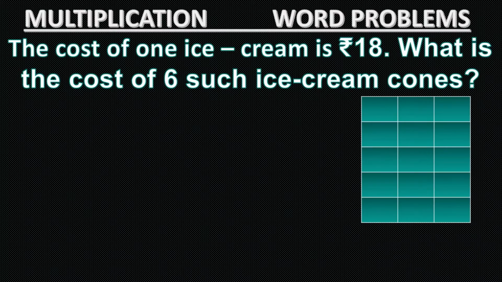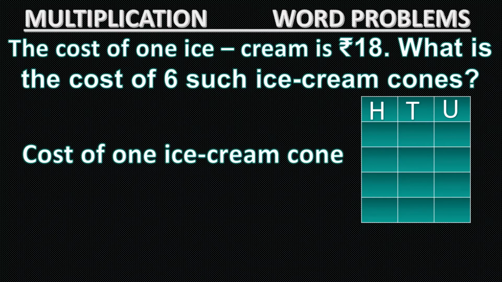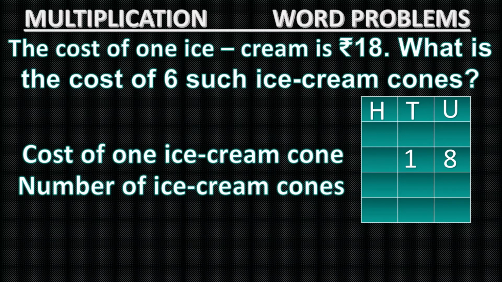Let us draw the columns first. Write hundreds, tens, units. After that, let us write the first statement. Here the first statement will be cost of one ice cream cone, 18. So we write 1 in tens place, 8 in units place. Second statement will be number of ice cream cones, that is 6. Now write the multiplication sign.